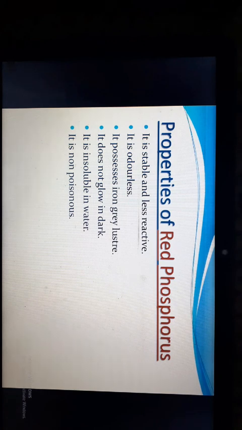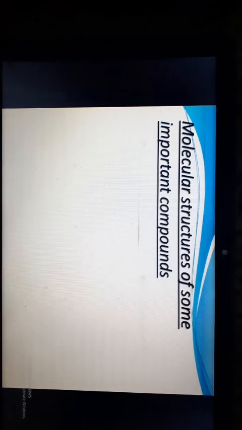It is insoluble in water. Like white phosphorus, red phosphorus is also insoluble in water. But white phosphorus was poisonous, while red phosphorus is non-poisonous in nature. These were the properties of red phosphorus. Next, we are going to see molecular structures of some important compounds.